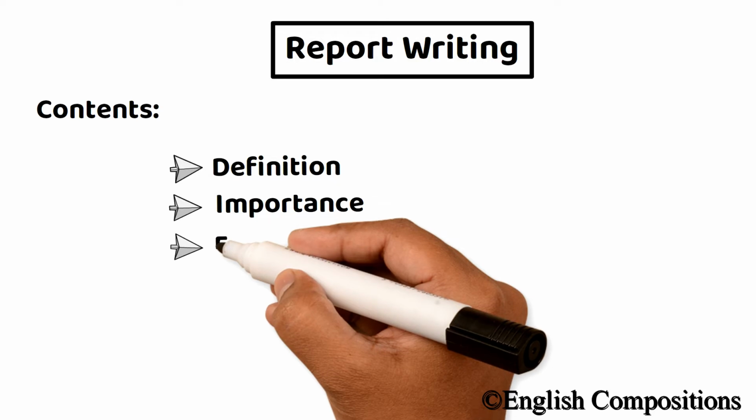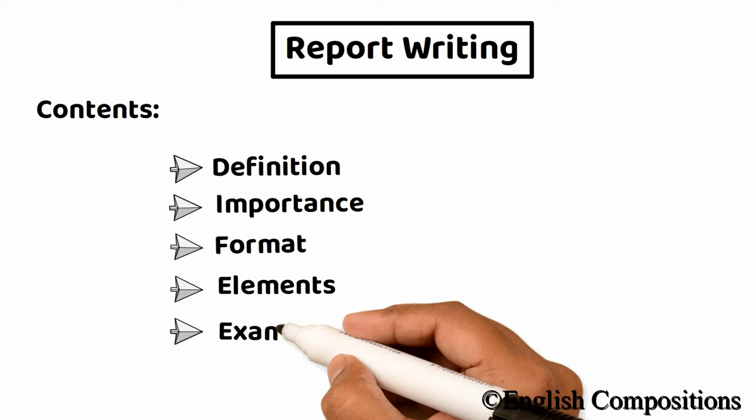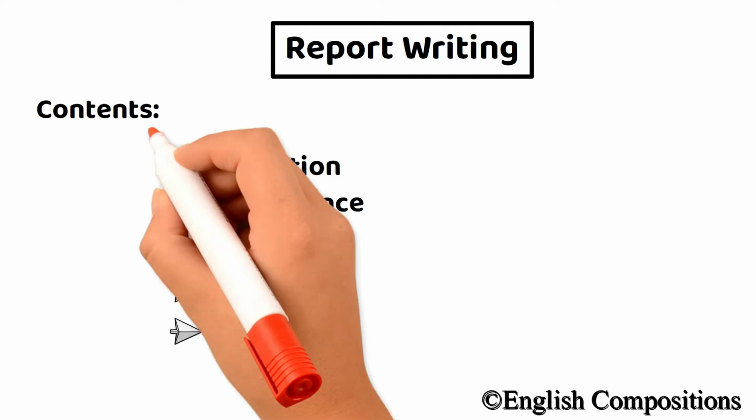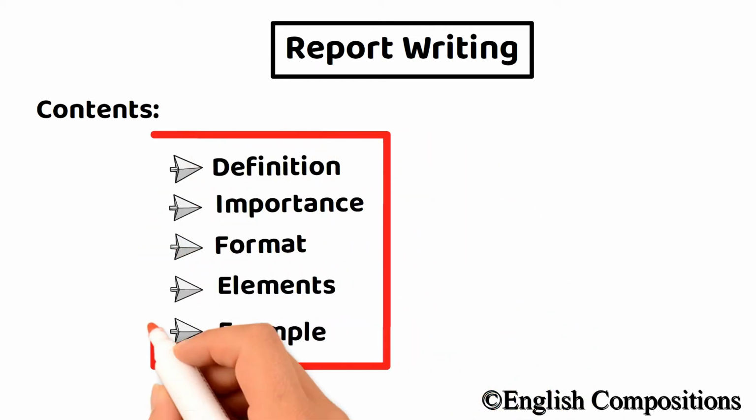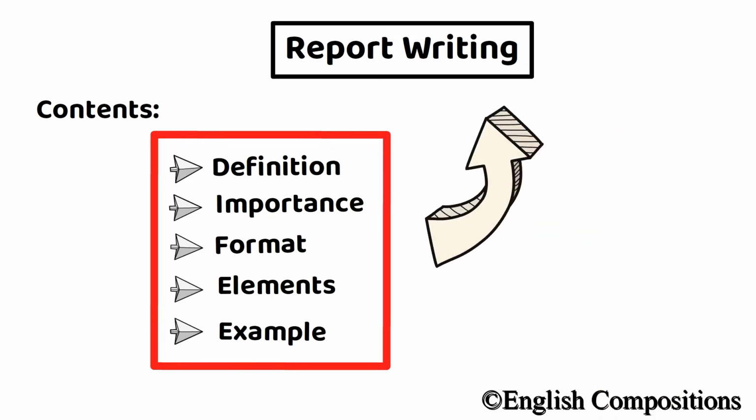The third point is the format. This point will help you learn about the parts of writing a report. The fourth point is the elements. Here you can learn about the do's and don'ts of writing a report. And the last point is an example, which will help you to relate this to the previous points and understand better. Now here are the 5 contents based on which we hope that you'll have a clear idea of writing a report. So let's get into it.